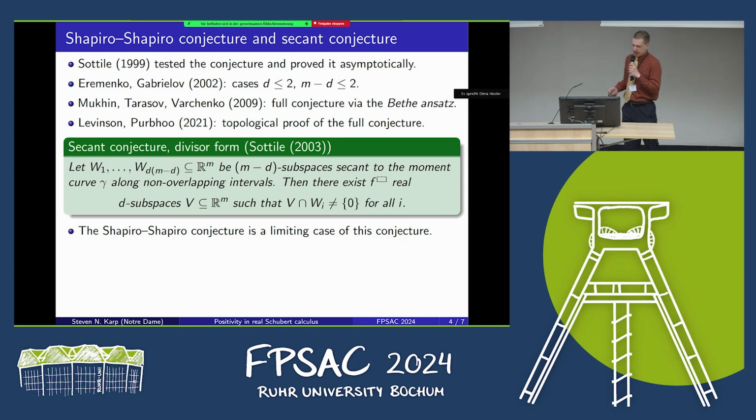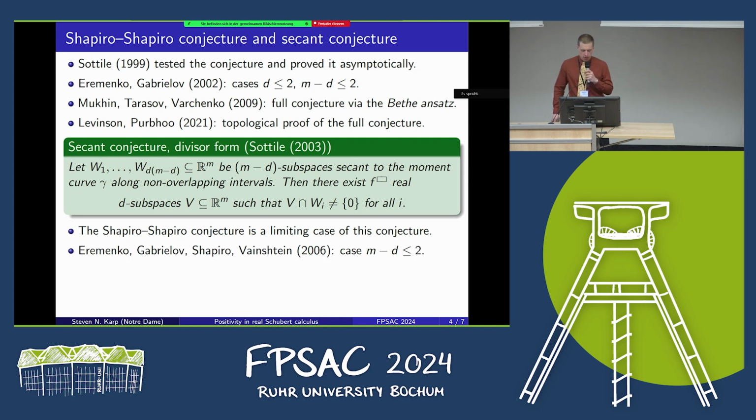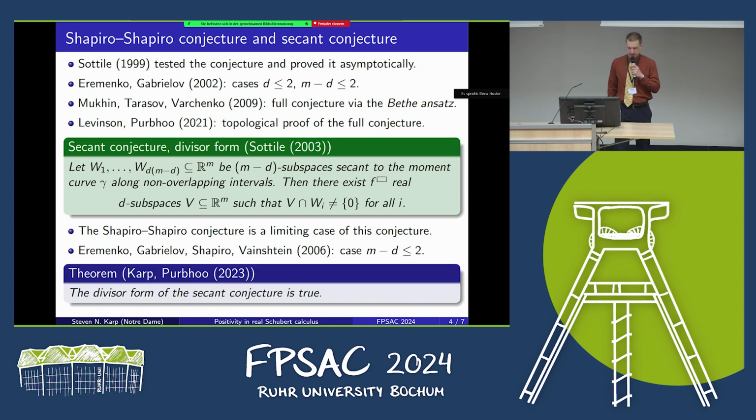Okay, and let me just mention that the Shapiro conjecture is a limiting case of this one, because if we take a secant subspace and let the points of secancy along the moment curve approach each other in the limit, our secant subspace will become an osculating subspace. Okay, so Eremenko, Gabrielov, Shapiro, and Vainshtein proved the case when each of these w sub i's has dimension 2. But besides that, there had not been much progress, and recently Kevin Purbhoo and I proved this conjecture, which is what I want to tell you about today.